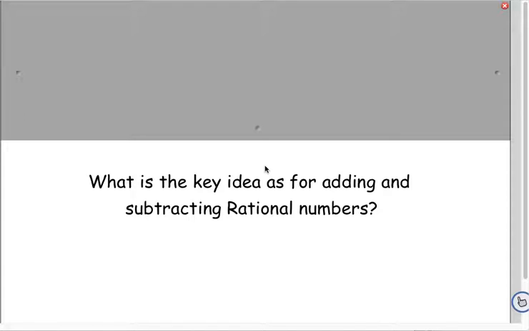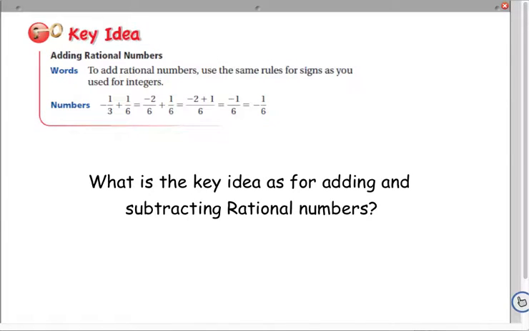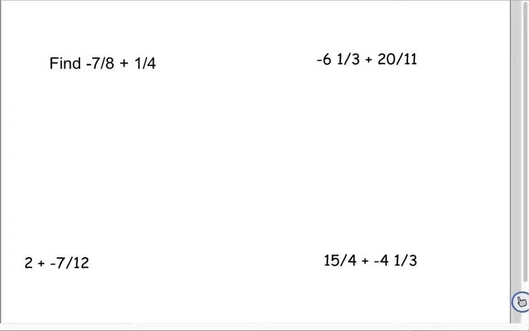Zoe? Decimals, line up the decimal. Good. That is absolutely correct. If we're dealing with fractions, common denominator. Okay? I got some fractions here. Find negative 7/8 plus 1/4. Negative 7/8 plus 1/4.